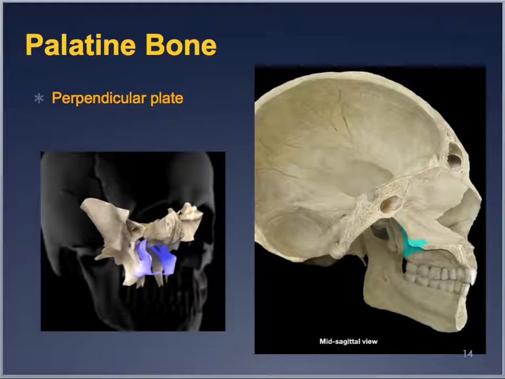The palatine bone is actually an L-shaped bone. It has both a vertical component that makes up part of the sides of the nasal cavity, and most important to us, it also has a horizontal portion. Specifically, the horizontal plate of the palatine bone is what provides the posterior 25% of the structure to our hard palate.